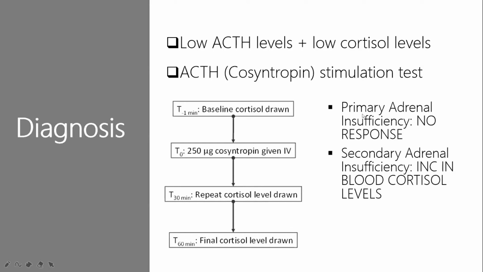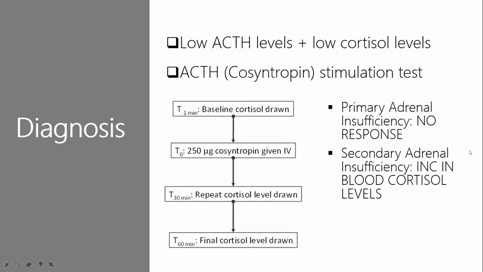Now, if we are dealing with a primary adrenal insufficiency, there would be no response because, again, the defect in primary adrenal insufficiency is intrinsic to the adrenal gland itself, such that further increases in ACTH would actually have no effect on the production of cortisol. So there would be no response.